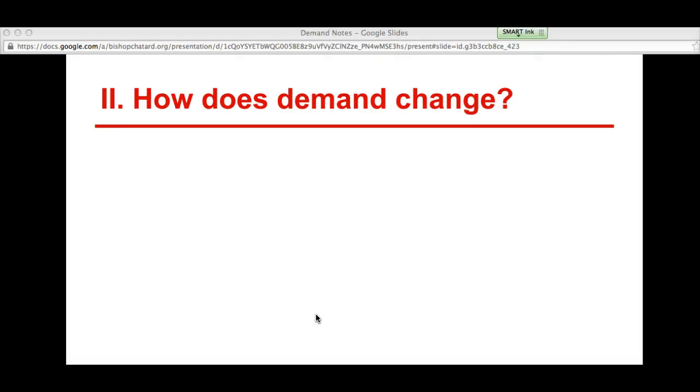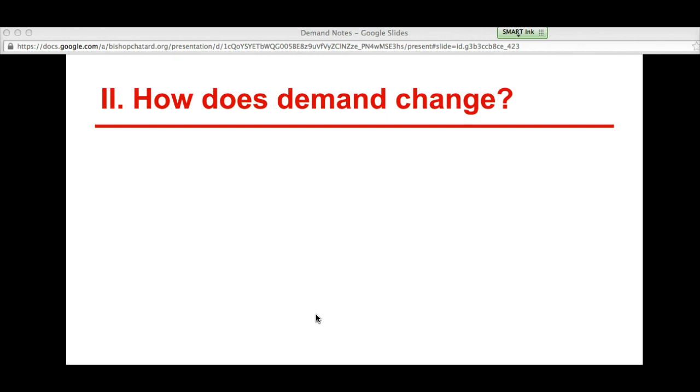Today we are going to be looking at how demand can change. Demand can change in really two different ways, but they sound very similar. They are very different things though, so you need to pay attention.